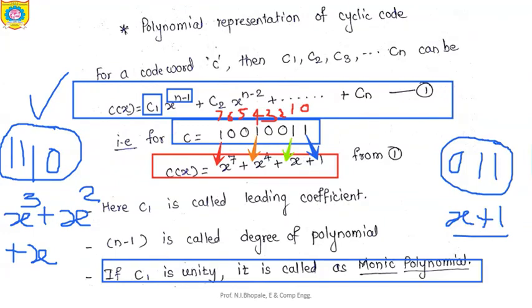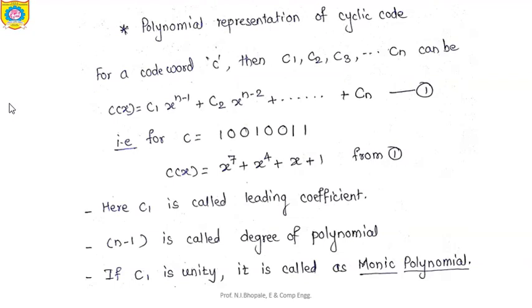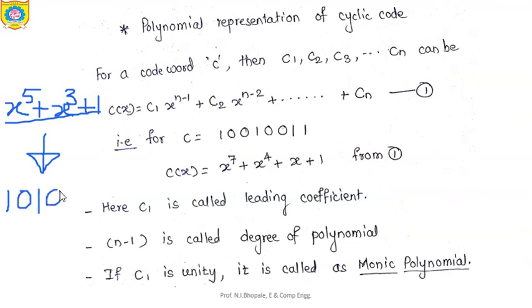How to do it in the reverse way? Let's say someone specifies x raised to 5 plus x cube plus 1, and asks us to represent a code word for this polynomial. Then it is very easy. This is 5, 4 is 0, 3, 2 is 0, 1 is 0, and lastly 0, that is 1. So 101001 is the code word for this polynomial.